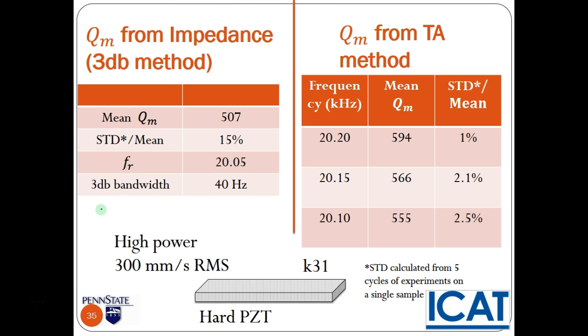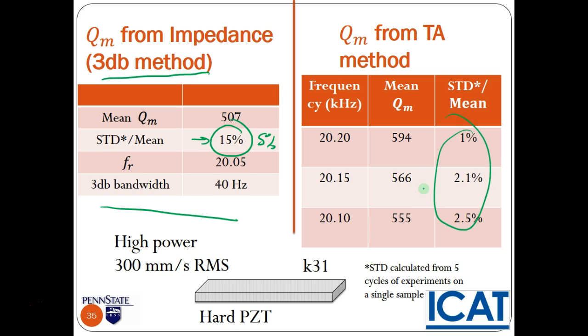So in this study, we had a larger deviation for the 3dB method, with a standard deviation of 15%. But I think now we're better than that. I think we can say, depending on what kind of vibration testing you're doing, you can probably get within 5%, depending on your range. As we saw, this has a very low standard deviation. It sort of depends on your measurement method.